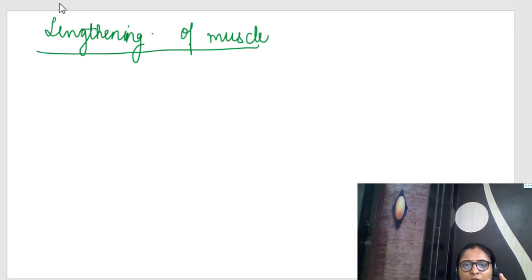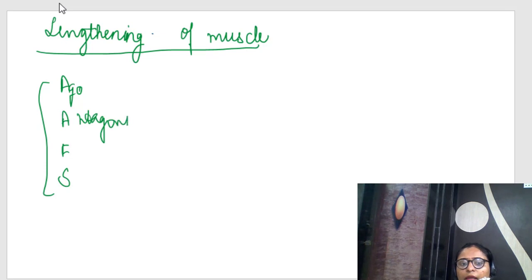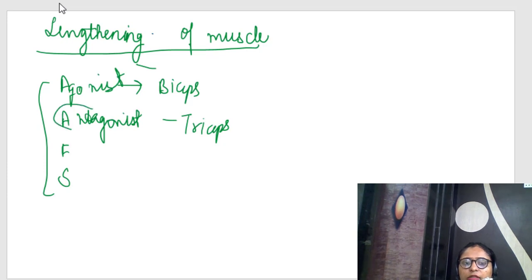We have talked about the group action of muscles. If you don't know, just go to my earlier video and check it there. We have the agonist, antagonist, fixators and synergists. These are the group actions of the muscle. In the case of the biceps, the agonist is the biceps and the antagonist is the triceps. For an agonist to contract, the antagonist will relax, and only then will the movement occur.